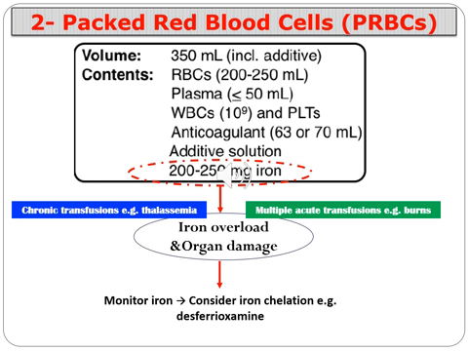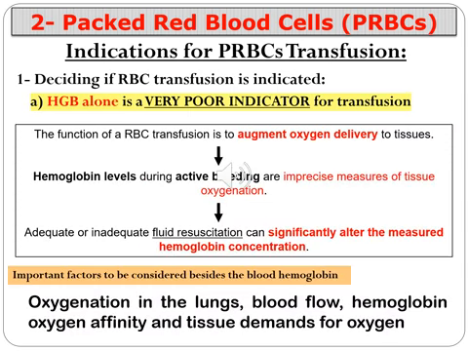A very important point to consider while transfusing RBCs is to be alert to its high content of iron, which will eventually lead to iron overload and multiple organ damage in chronically transfused patients like thalassemias or in multiple acute transfusions like burns. As low as 10 transfusions can cause iron overload and organ damage, and this necessitates monitoring iron concentration. How to decide whether red cell transfusion is required or not?